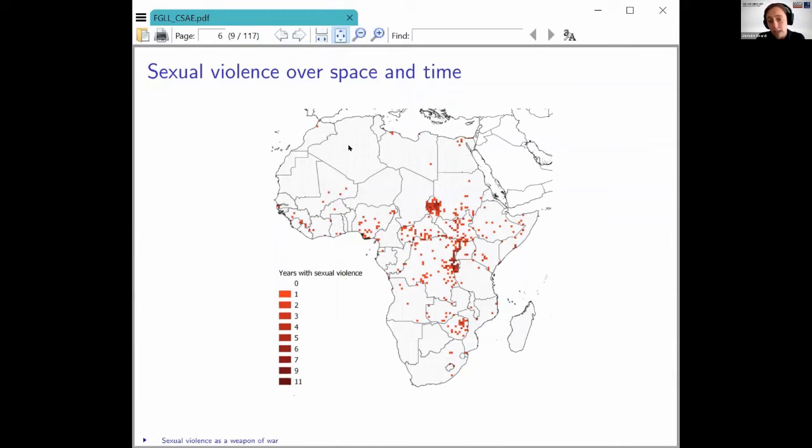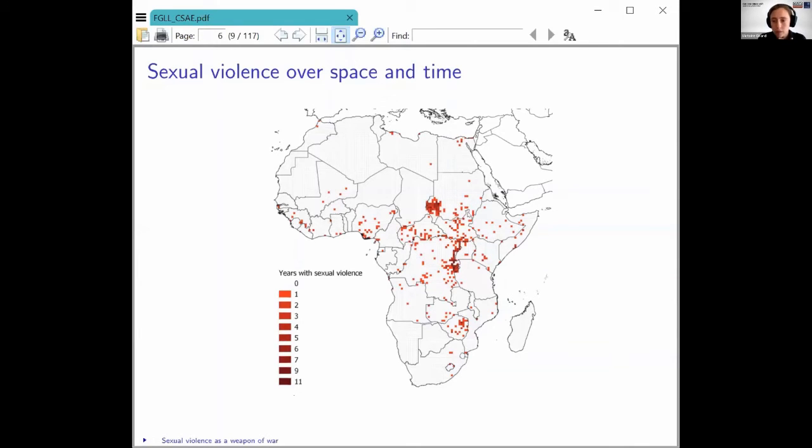And the latest version of the ACLED also tells us in each location and in each moment whether there has been a record of an event of conflict time sexual violence. And what this map shows you is, for each cell, the number of years over the 21 years in the sample when the cell has at least one event of sexual violence recorded. Some cells have just 1 year where they have such events, others have up to 11 years, so a majority of the number of years in the sample.